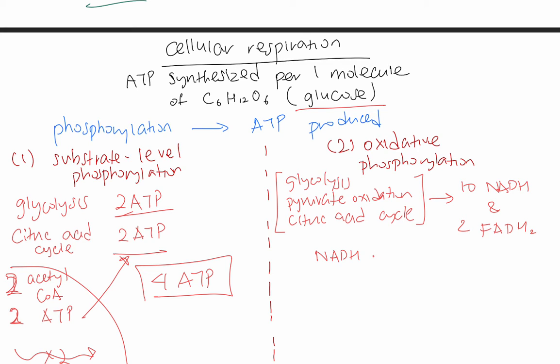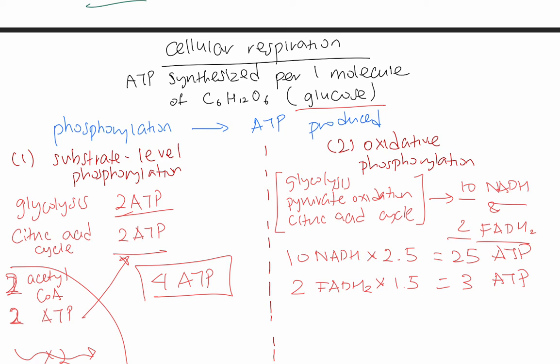You'll also remember that through oxidative phosphorylation, 1 NADH produces 2.5 ATP, and that FADH2 produces 1.5 ATP. So, since we have 10 and 2, 10 times 2.5 is 25, and 2 times 1.5 is 3. So we will make 25 ATP and 3 ATP respectively from each molecule. And that is a grand total of 28 ATP from oxidative phosphorylation.